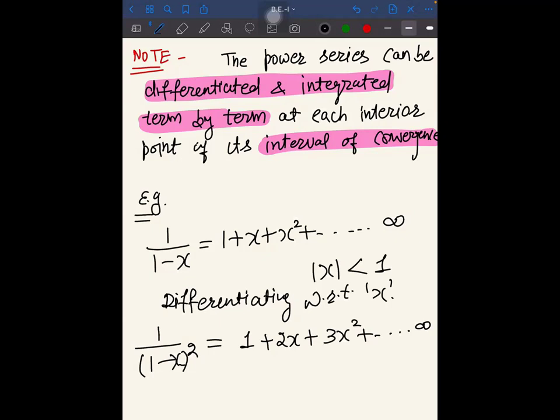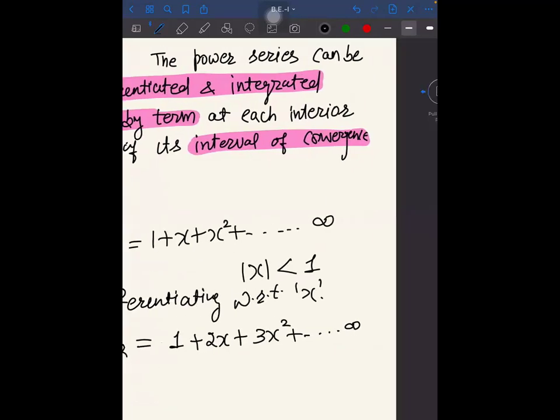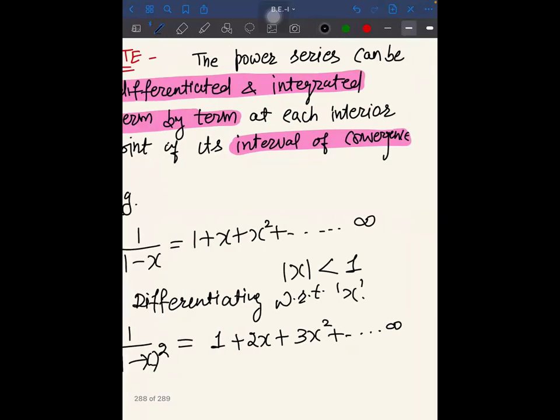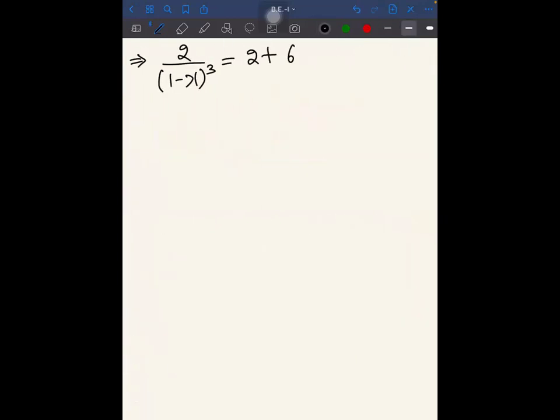So we can also differentiate n number of times. Even we can further differentiate. The two series will remain the same, right? That means the equality will hold. So if I again differentiate on both sides, that becomes 2 upon 1 minus x whole cube. And if I again differentiate over here, it becomes 2 plus 6x plus so on up to infinity. Even this is true, but only when your mod x is less than 1, only in the interval of convergence. Otherwise it will not hold.